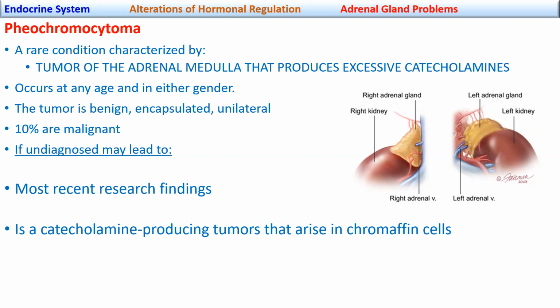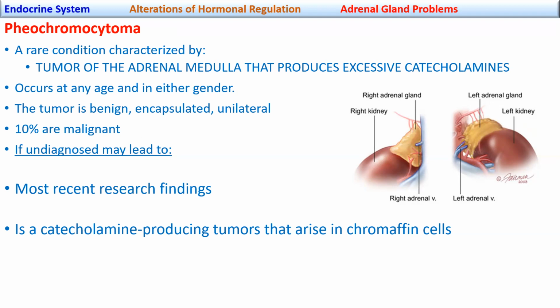Ten percent of pheochromocytoma cases are malignant. The other 90% are known to be benign. If undiagnosed, the patient may develop diabetes mellitus and cardiomyopathy, and it could also lead to death because of the extremely high blood pressure and the intense effect of the catecholamines, epinephrine and norepinephrine.